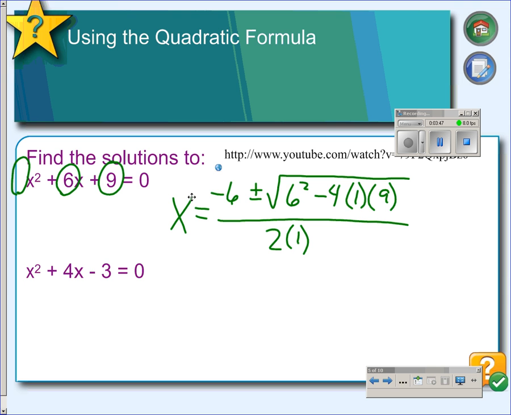So if we do the math, 6 squared is 36, 4 times 1 times 9 is 36, 1 negative makes it negative, 36 minus 36 is 0, and the square root of 0 is 0. So in this case, we end up getting only one answer because -6 plus 0 is the same as -6 minus 0. So we just have -6 divided by 2 is -3, just one solution.